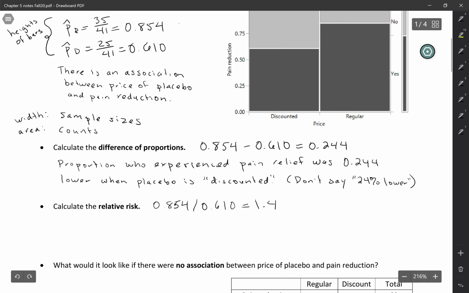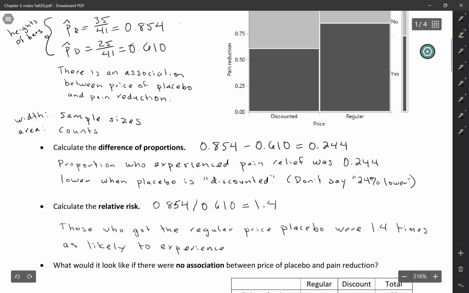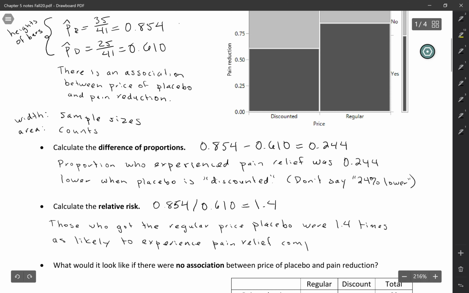That's the relative risk. So to interpret that, we would say that those who got the regular priced placebo, that was the numerator here, those who got the regular price placebo were 1.4 times as likely, again, we're being pretty precise with our language, 1.4 times as likely to experience pain relief. And I'm going to be explicit about what I'm comparing to, compared to the discounted pill. And again, I'll put discounted in quotes.